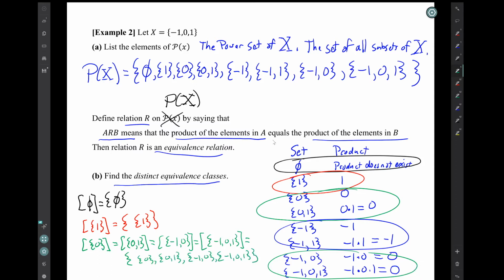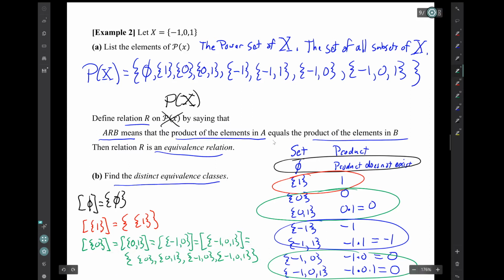Notice that the equivalence class is the set of all of the sets that have the same product, all the sets that are related to each other. So the equivalence class is a set containing sets. Now that equivalence class can go by a number of different symbols.